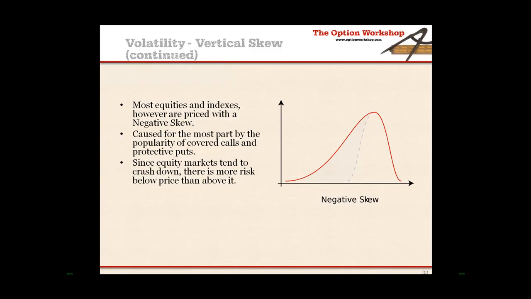A lot of people are also selling covered calls. Not a lot of people like you and me, but a lot of institutional traders. And so that brings down the price of these calls. So the price of the calls are coming down here by selling. The price of these puts are going up by buying. And so what we have is a negative skew.